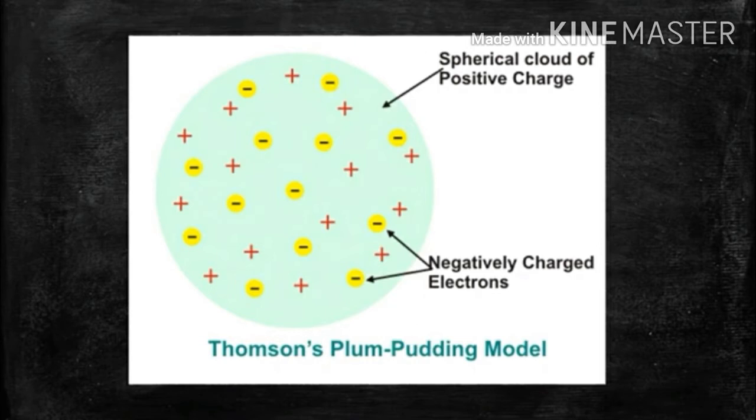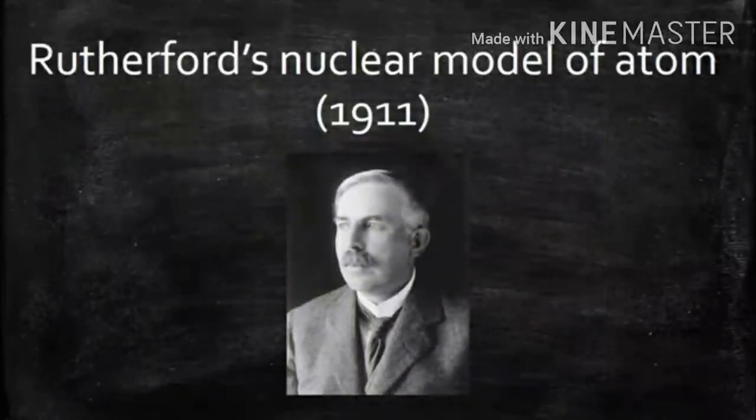According to this model, the positive charge is distributed throughout the atom and the negatively charged electrons are embedded in it. The distributed positive charge is balanced by the negative charge on the electrons. Therefore, the atom becomes electrically neutral.